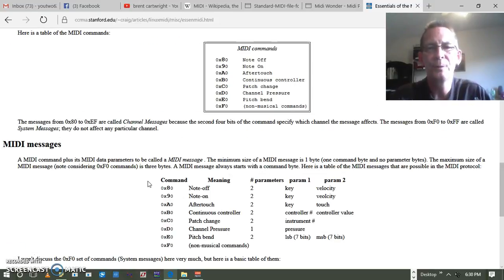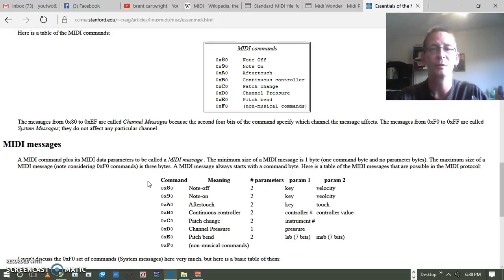All right, one of the first protocol messages is note on, turning the note on, or note off, turning the note off. Aftertouch would be pressure, a difference of pressure on the key so that it acts differently, or things that can happen after a key's pushed, what kind of effects might be happening.